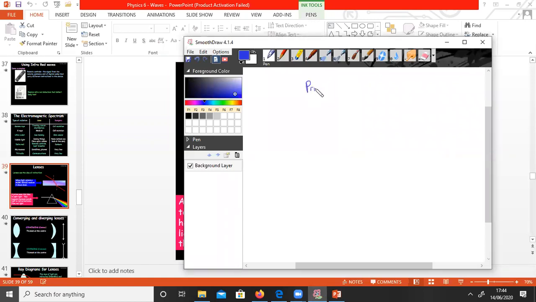So, prisms and white light. Ironically, I'm writing it in blue, but that's just because of this pen. Okay, so a prism is a type of lens. It's something that's thicker than air. Light goes through it, it will bend. It does the same thing a lens does. It will bend light.